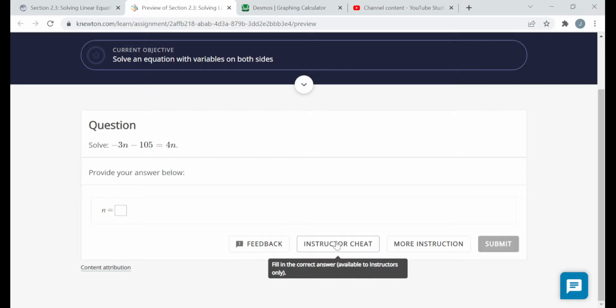You will not have an instructor cheat button. It's for instructors only. But you will have a more instruction button, which you can use. Click on this if you're struggling with a topic. You'll be taken to a page with further reading or videos related to that topic, and you'll be given questions related to that instruction, and you can get through the assignment that way if you wish.